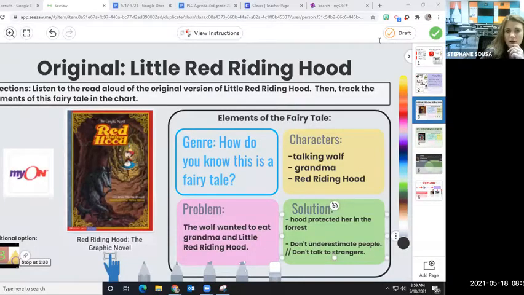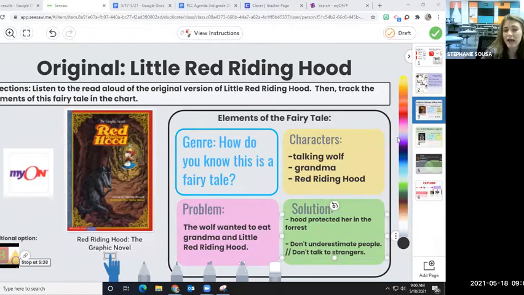So now we're going to take a look at that fractured version. Fractured versions, you can still tell that they're the original fairy tale. Okay, so we still know it's going to be Red Riding Hood. We still know that it's going to have a grandma. We still know that there's going to be a wolf-like character, something like that. But something is going to be different about it. Maybe the way the problem is solved. Maybe the way that it ends. Maybe the way that the characters are. Something is going to change, okay?